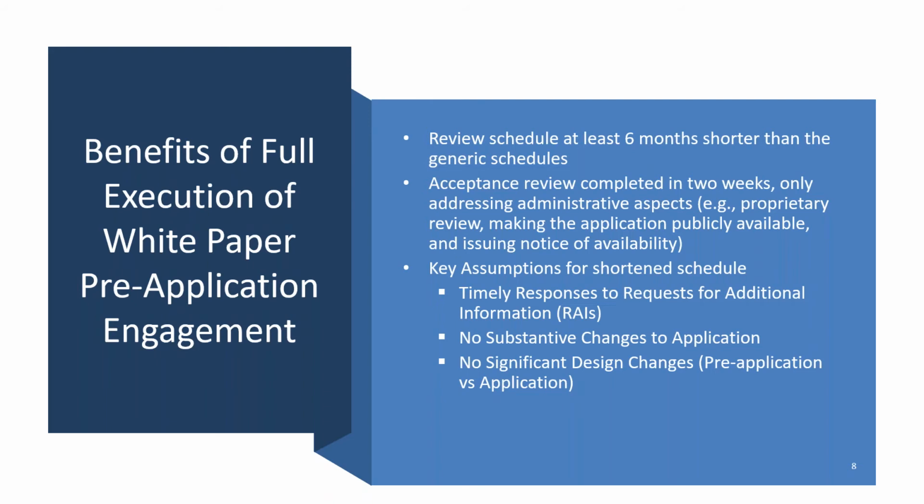In addition to offering this 6 months shorter than the generic schedules, it would allow us as well to conduct an acceptance review, which we are required to do in order to docket your application, in as little as 2 weeks, since we will only be limiting that review to administrative aspects of such an action, such as conducting a proprietary review and making the application publicly available. And what that allows us to do is all these activities that you have done, as well as a pre-application readiness assessment that I will discuss later in the slides.